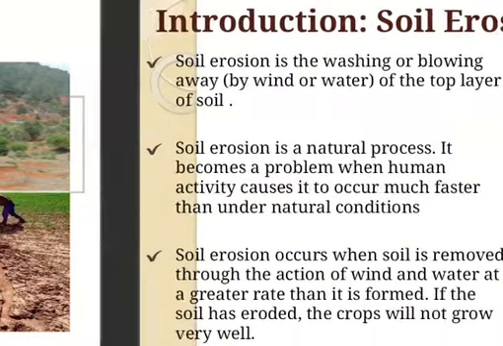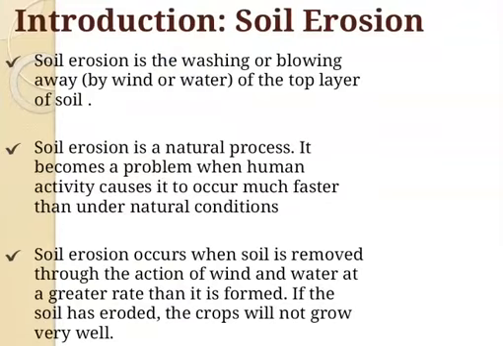Soil erosion. First of all, understand what soil erosion is. Soil erosion is the washing or blowing away of the top layer of the soil, that is the humus, by the action of wind and water. Although it is a natural process, it becomes a problem when human activities cause it to occur much faster than under natural conditions. It occurs when soil is removed through the action of wind and water at a greater rate than it is formed.